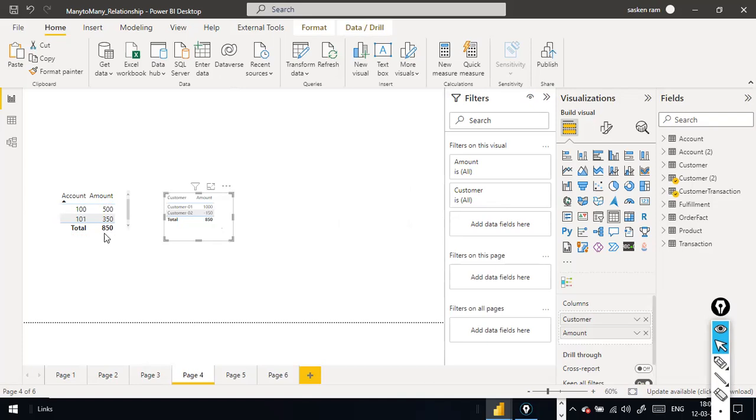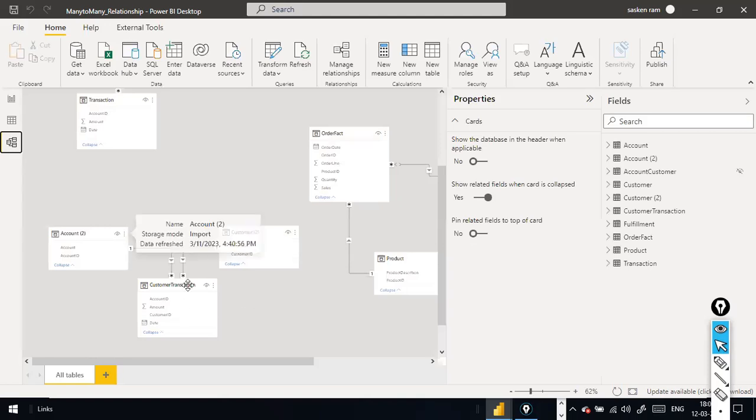The account table is doing a good job. The account table is correctly filtering the customer transaction table. Whereas the customer dimension table is not doing the correct job. I just selected this visual here. I just go to the amount. Look here, the amount comes from customer transaction, the second table, this one. I'm talking completely about this one.